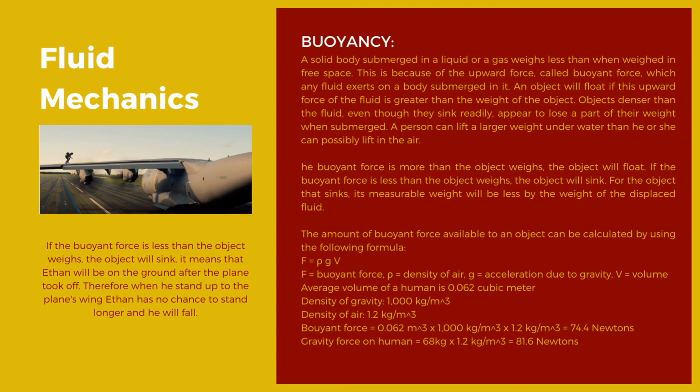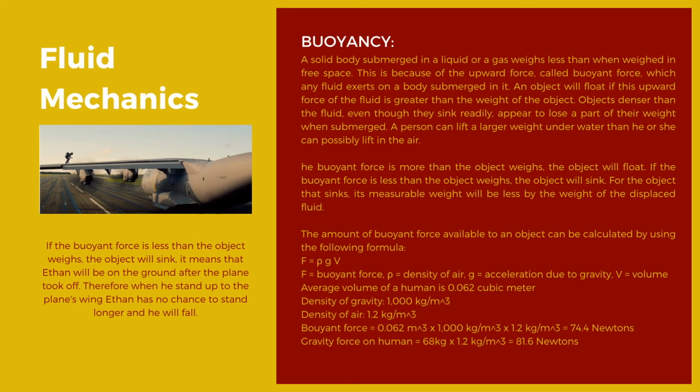So again, we can use information that we can get from the scene. Average volume of a human is 0.062 cubic meters. Density of water is 1000 kilograms per cubic meter, and the density of air is 1.2 kilograms per cubic meter. For the buoyant force itself, we input the values into the formula, and then we get 74.4 newtons.